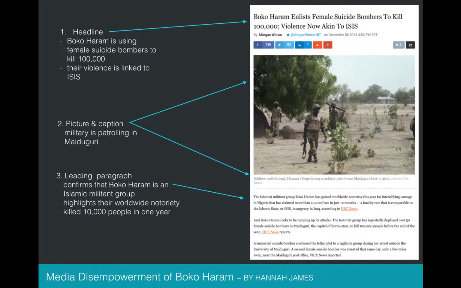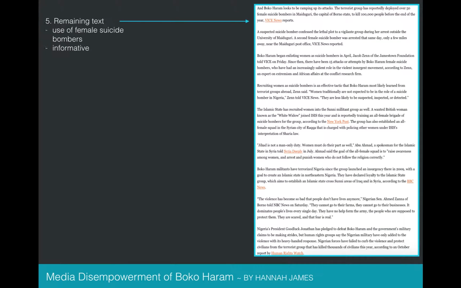Before reading the remaining text, I glanced at the hyperlinks, but did not think they were worth my attention at the time. The body text mainly focused on the increasingly salient role of females within the militant group. Although the text made it clear that Boko Haram was a bad group, disempowerment was clearly not the sole purpose of the article. The author focused more on informing the audience rather than persuading them.